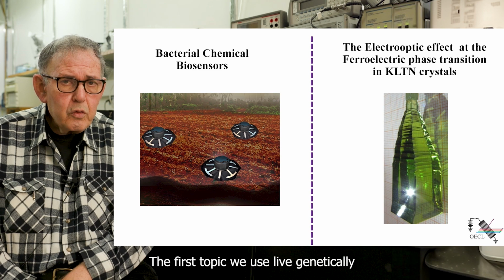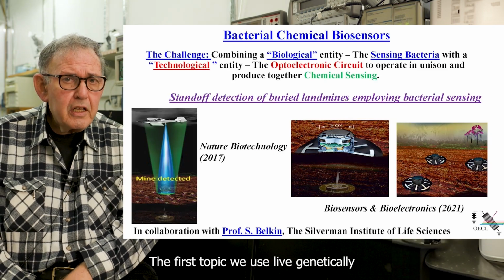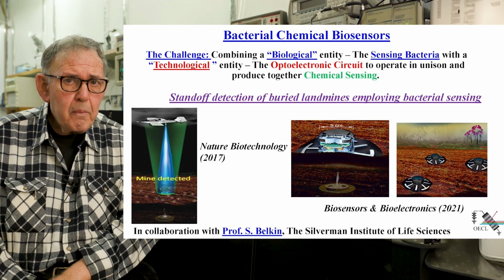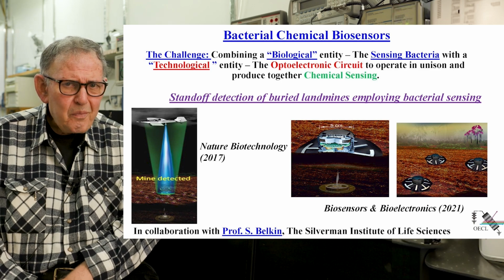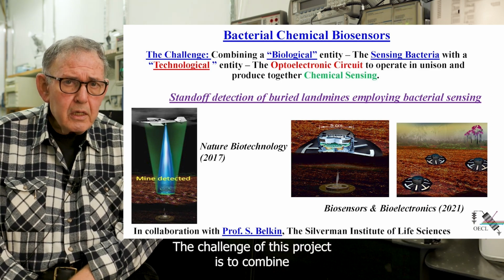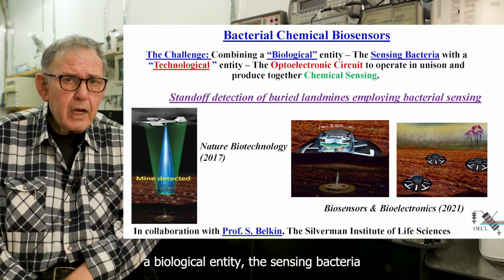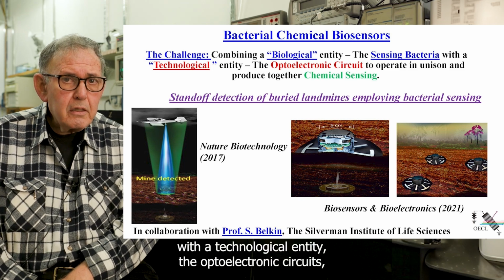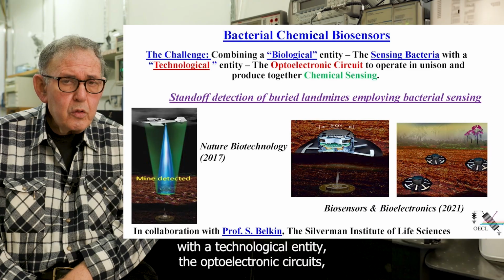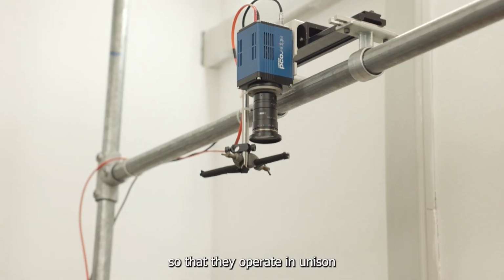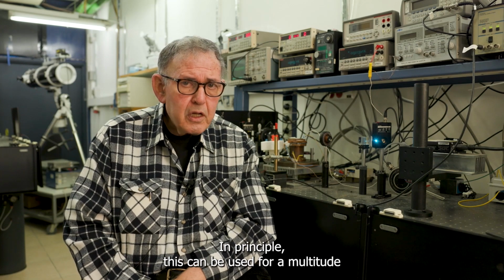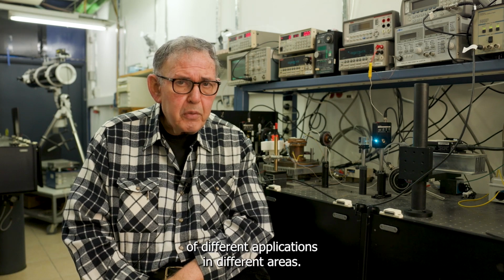The first topic, we use live genetically engineered bacteria as the sensing element in an optoelectronic circuit. As such, the challenge of this project is to combine a biological entity, the sensing bacteria, with a technological entity, the optoelectronic circuit, so that they operate in unison and produce the chemical sensing operation. In principle, this can be used for a multitude of different applications in different areas.